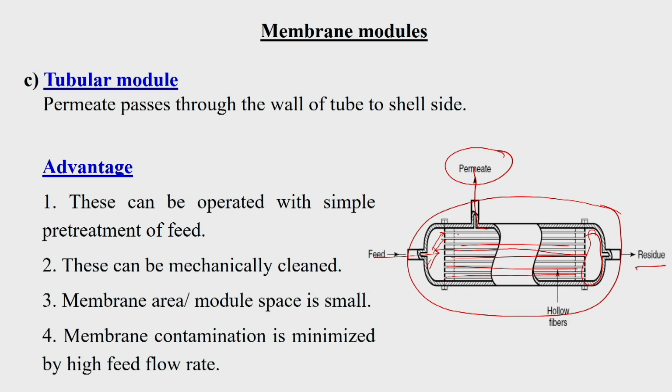These can be operated with simple pretreatment of the feed, and these can be mechanically cleaned just by opening the tubes from the tube seats, cleaning them using a brush or similar, and then placing them again inside the cell. Membrane area or module space is small, and membrane contamination is minimized by high feed flow rate, because then the solute deposition may be minimized inside the tubes in the tubular membrane module.